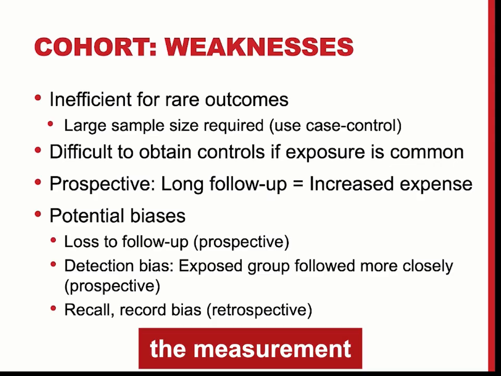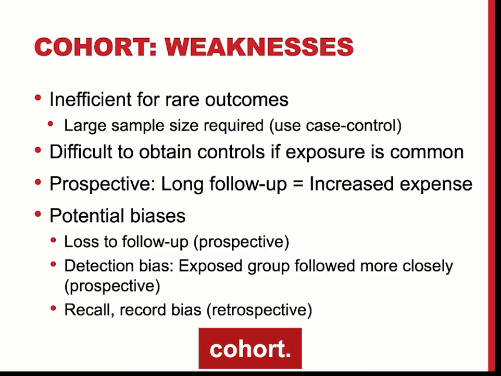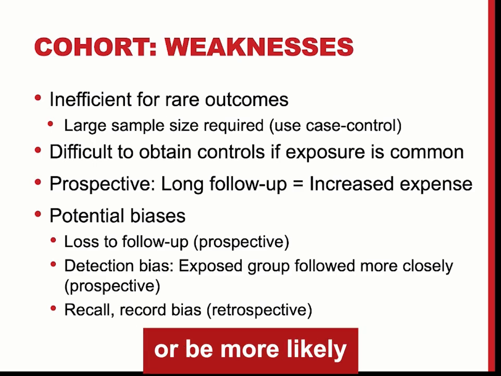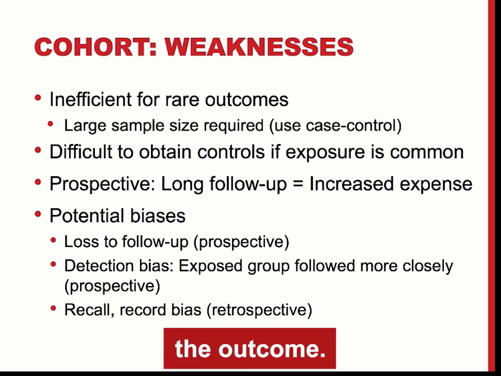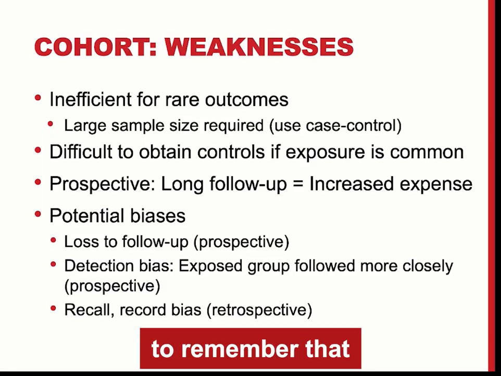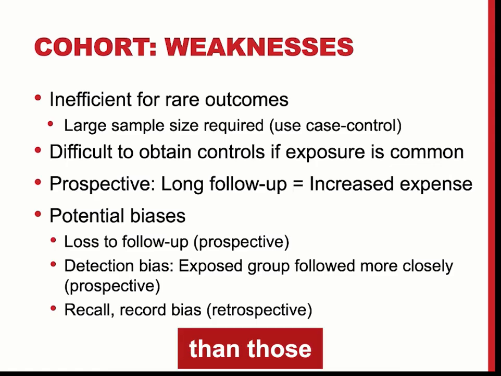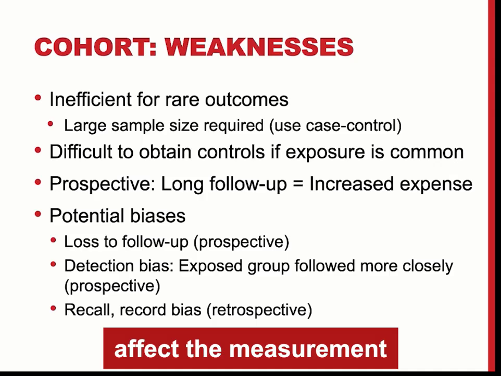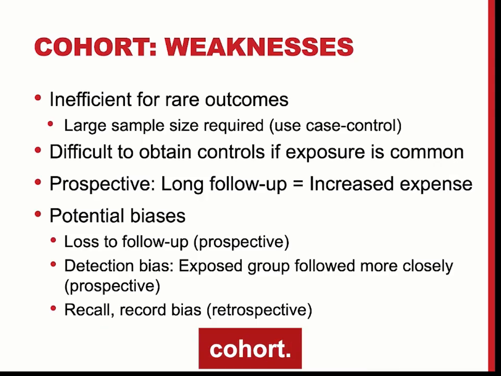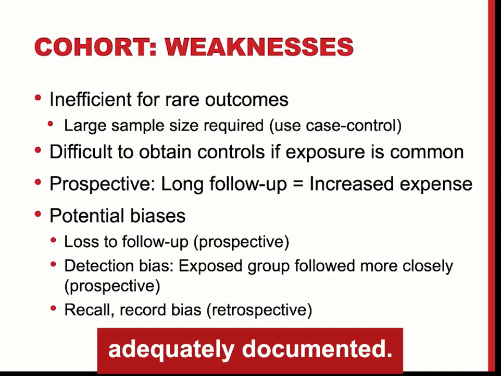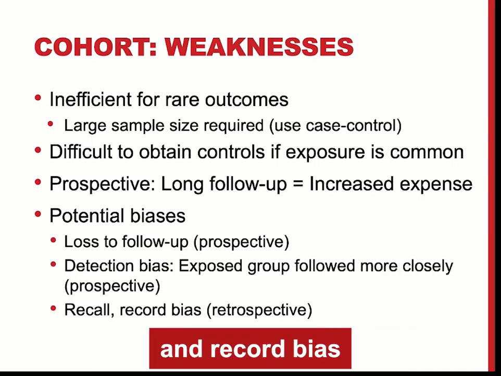Recall bias may affect the measurement of the exposure in a retrospective cohort. Patients may fail to recall an event if they don't have the outcome, or be more likely to recall the event if they have the outcome. For example, the parents of a child that develops leukemia may be more likely to remember that their town had a chemical factory than those with a child without leukemia. Record bias may also affect the measurement of the exposure in a retrospective cohort. Record bias occurs when the information about the exposure may not have been adequately documented. Recall bias and record bias are weaknesses of retrospective cohort studies.